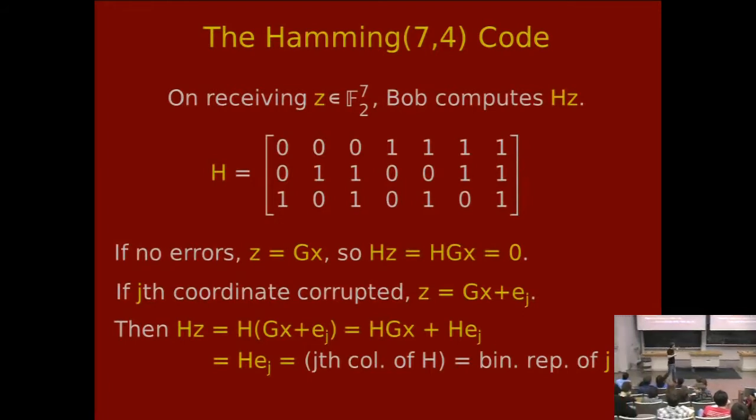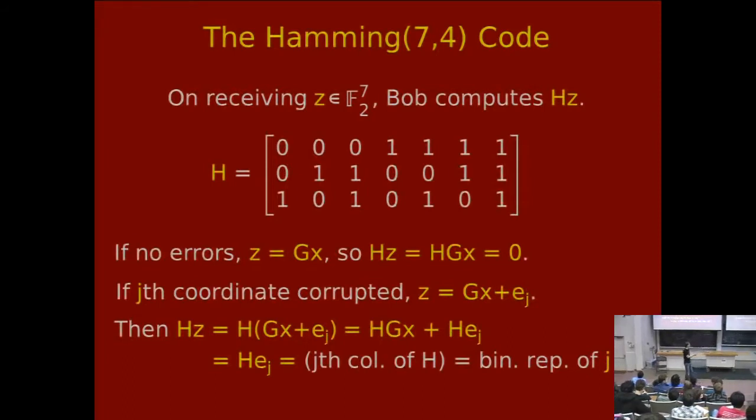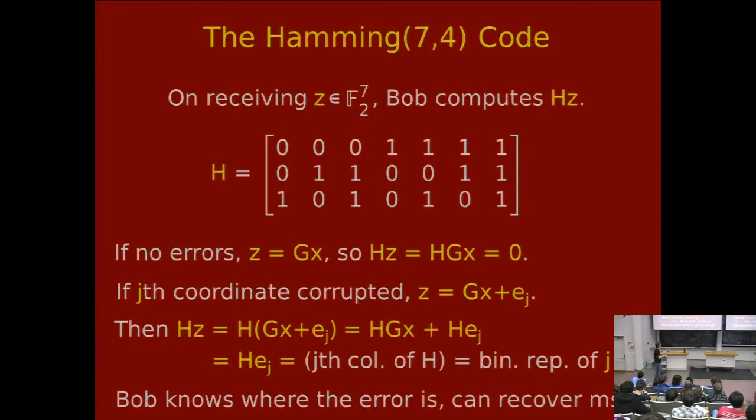So what this means is, Bob multiplies H times the thing he receives. If it's 0, he's like, great, there was no error. Otherwise, he gets a 3-bit vector, which tells him exactly what coordinate the error was on. Okay, so that's a pretty cool scheme. Any questions about that? Okay, so Bob knows where the error is, and he can recover the message.